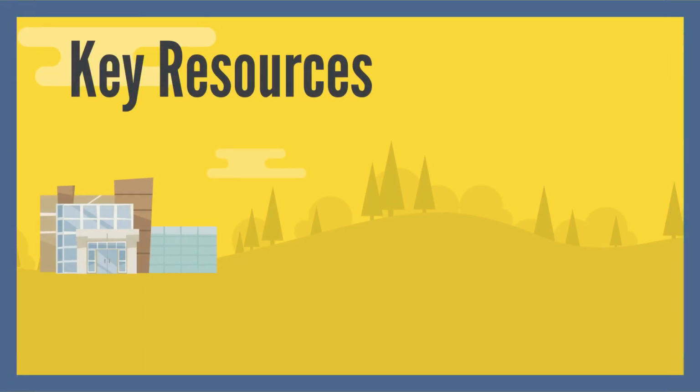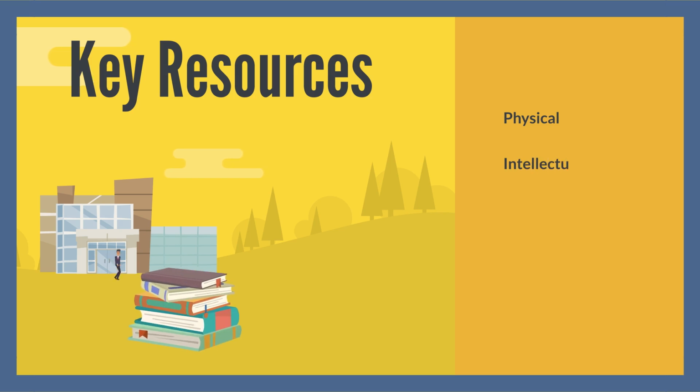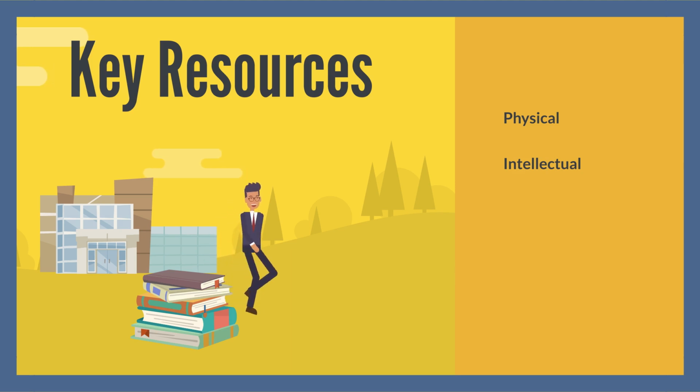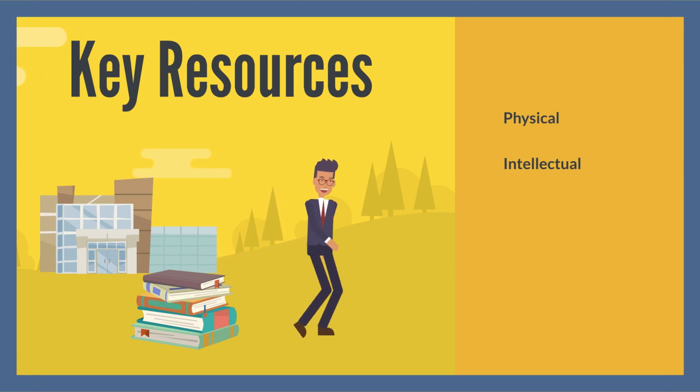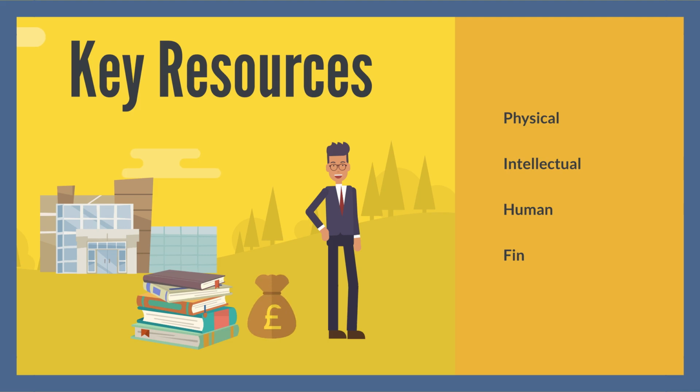Key resources are those things needed to deliver the value proposition. These can include physical assets such as facilities, equipment or vehicles, or you may have intellectual assets such as patents, copyrighted material or know-how. Resources can also include your people and your finances.